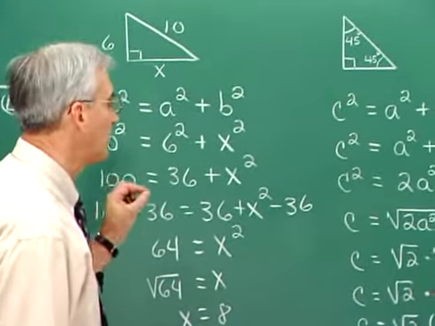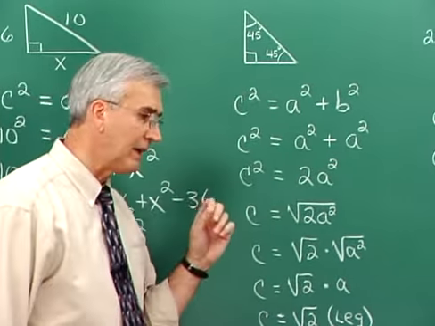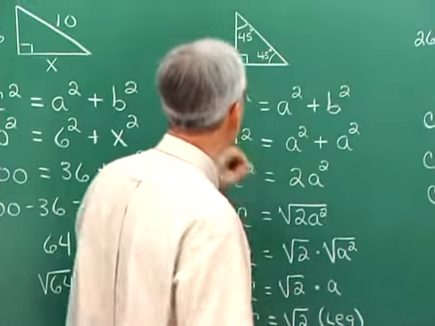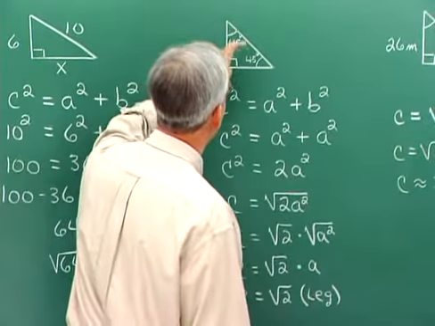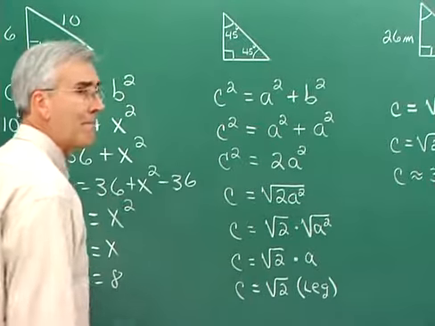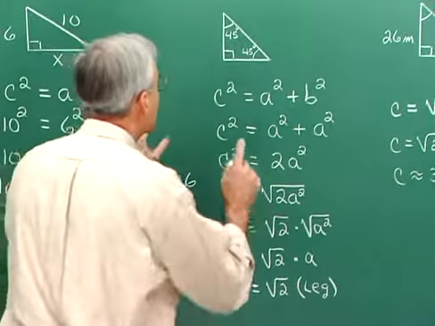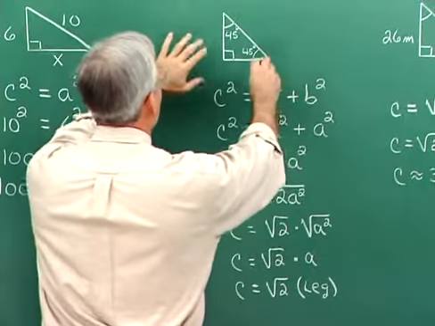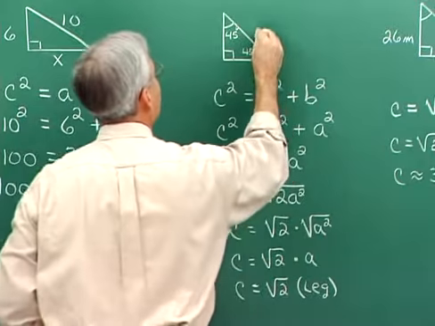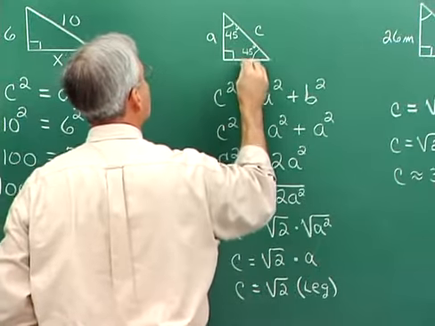Here's a special case involving a right triangle. It's kind of a special right triangle. It's a right triangle in which we know that two of the angles, these two angles, are 45 degrees each. Now let's just take this sort of at face value here. We have C and A and B. All right, fine. Let's label those sides.